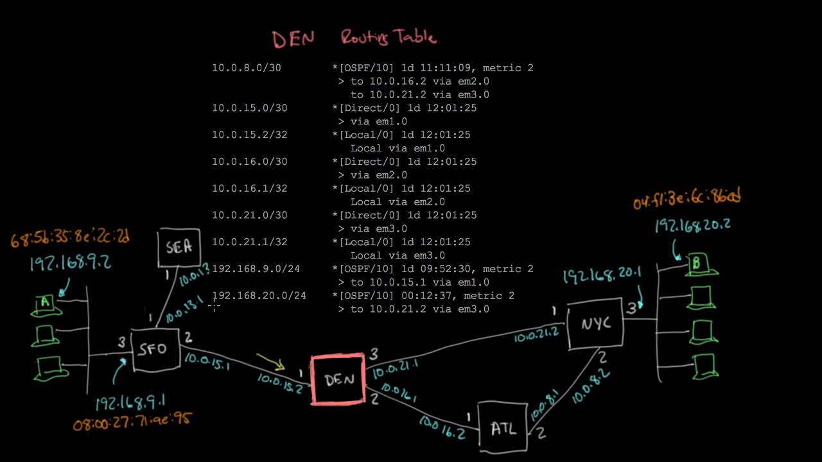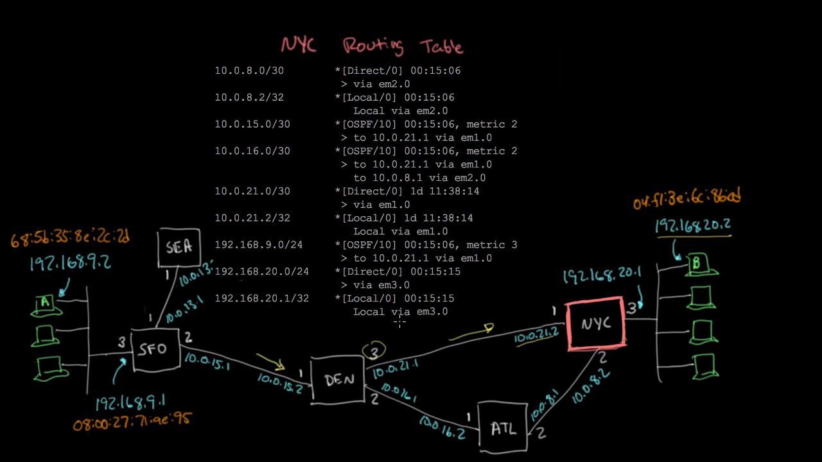And so the matching prefix it's going to find is the same one, 192.168.20.0/24. So the first 24 bits of this again matches that destination we're looking for over here. And this time it says to send it to 10.0.21.2 via EM3. And so interface 3 is right here. And then the 10.0.21.2 next hop is New York. And so it's going to send it out this interface here.